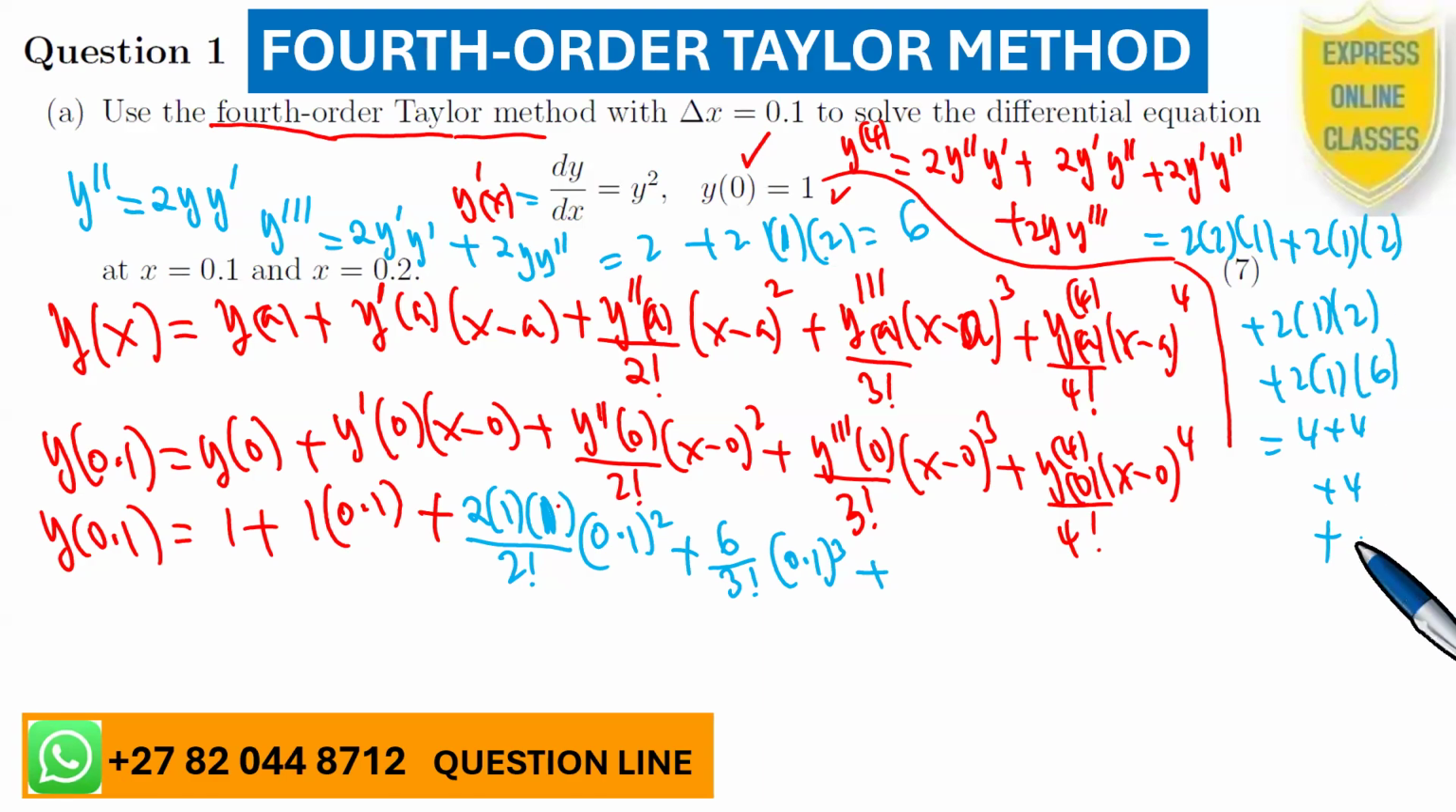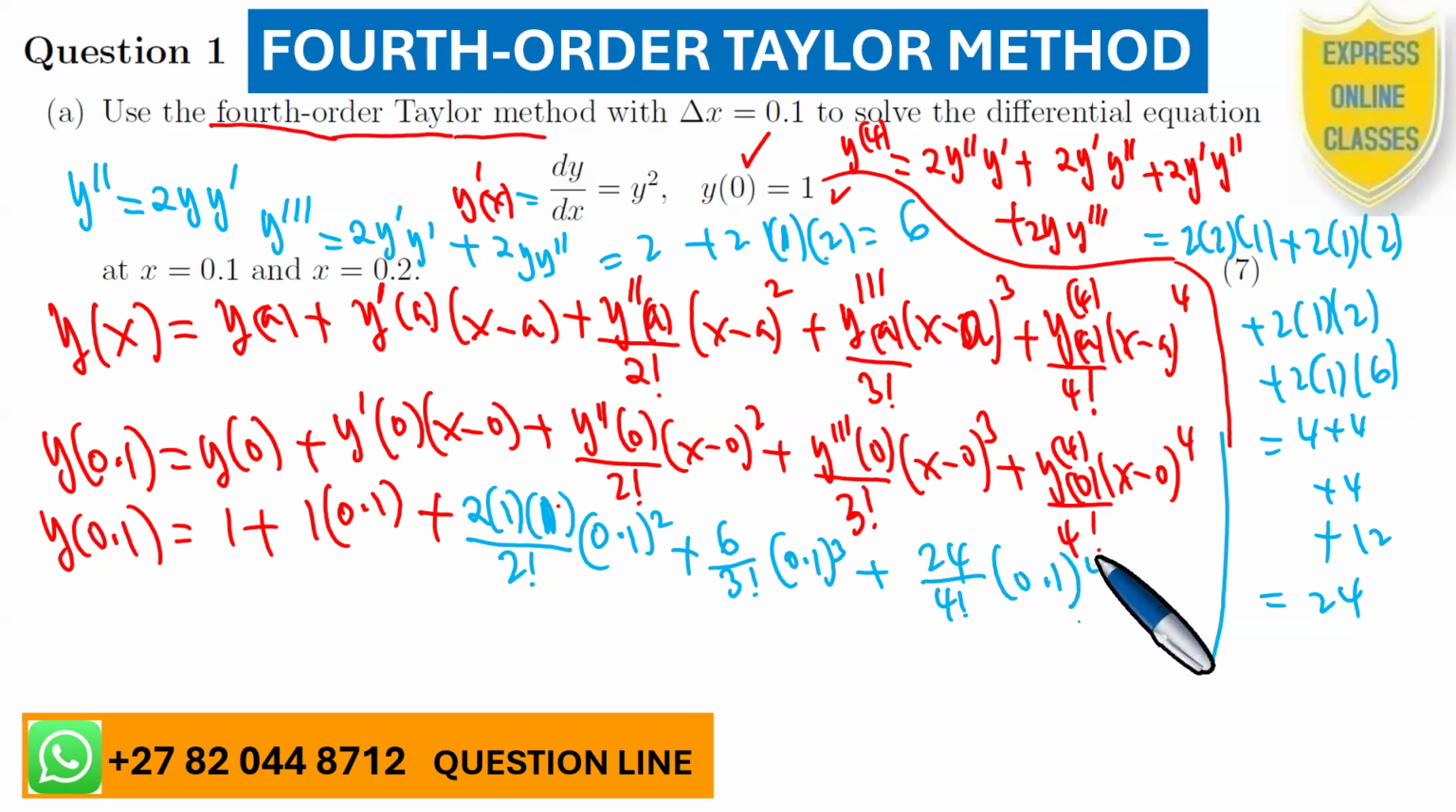So we have 2 times 2, it's a 4, 2 times 2, it's a 4, 2 times 2, it's a 4. There are 3 4s, and then there's 2 by that, which is 12. And this is exactly 12 plus 12, which is a 24. So this one is actually 24 divided by 4 factorial, and then it is 0.1 to the 4th power.